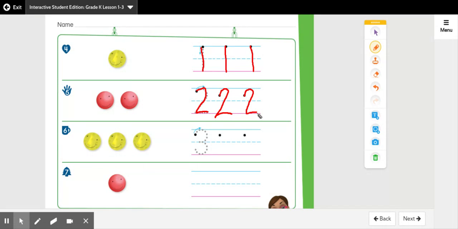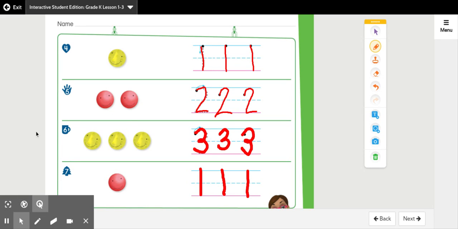across. Alright, pause the video and try number 6 and 7 by yourself and then press play to check your answers. So do number 6 and 7. Okay, for number 6, you should have counted 3 smiley faces. 1, 2, 3, and then write the number 3 just like I did. And for number 7, we had 1 smiley face. So you had to write the 1. Alright, turn the page.